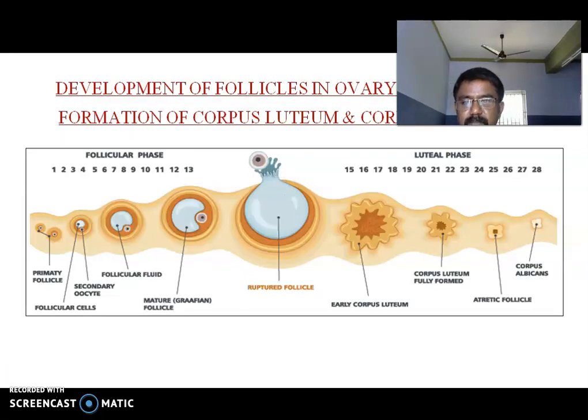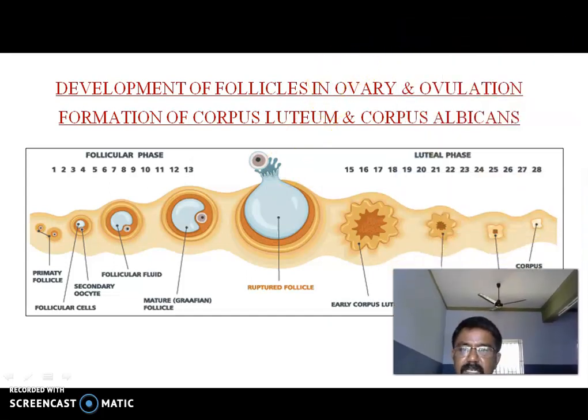Next, development of follicles in the ovary and ovulation, formation of corpus luteum and corpus albicans. What is meant by corpus luteum? What is meant by corpus albicans? The empty ovary follicle is converted into the corpus luteum. The corpus luteum is converted into the corpus albicans. Corpus albicans is called scar tissue, right?